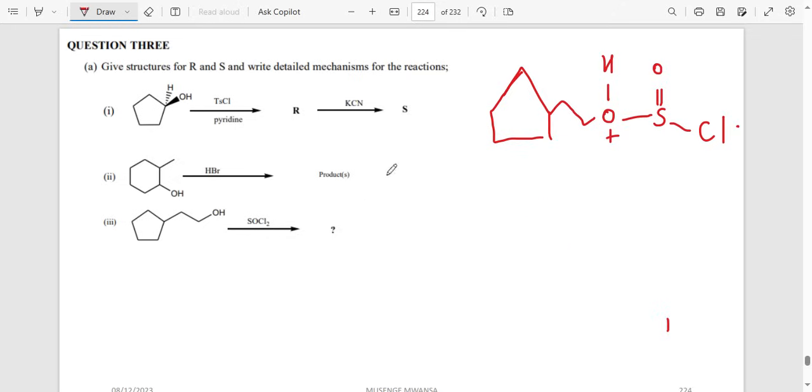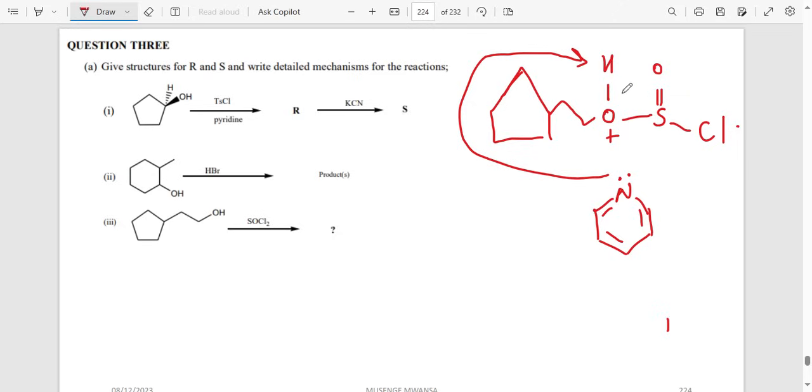In this mechanism, we also use pyridine. So what pyridine does is that it will come in, you can see they've not written pyridine, but we do use pyridine in this mechanism. It actually comes and it grabs this proton just like we are doing with the tosylates, and this bond is going to break. What we are going to form is something like this.